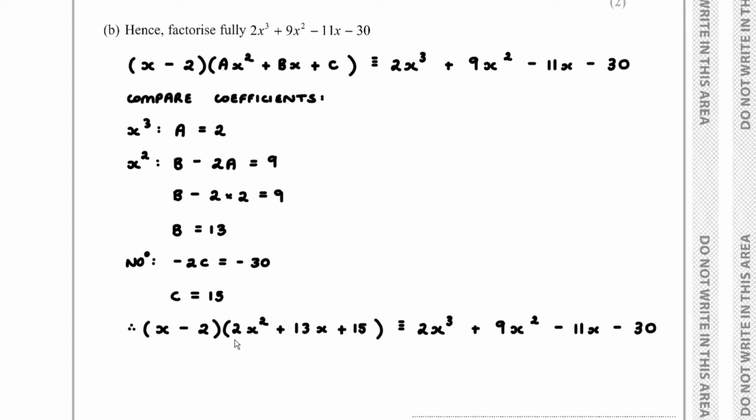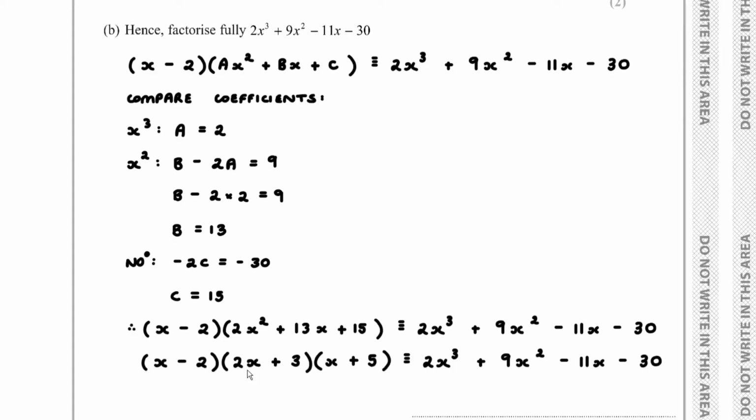Now, we can factorise 2x squared plus 13x plus 15 even further. So, we have 2x cubed plus 9x squared subtract 11x subtract 30 being equivalent to x subtract 2 multiplied by 2x plus 3 multiplied by x plus 5. Hence, here is our result.